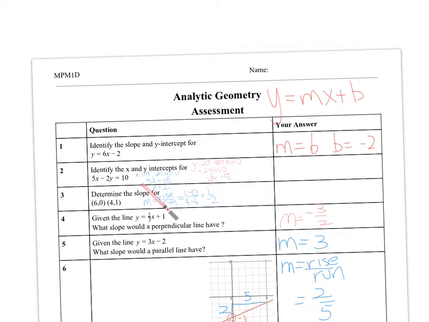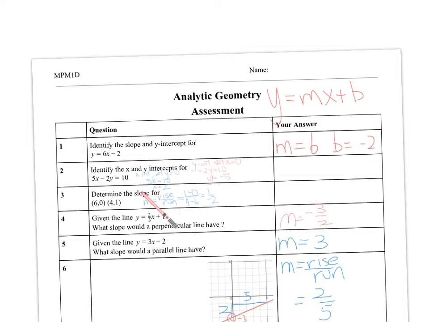The second question says to identify the x and y-intercepts for this particular equation. If you recall, I had mentioned that we could define the y-intercept. We set x equal to 0, and this term here, the 5x, 5 times 0, becomes 0. I end up with just minus 2y equals 10. Divide both sides by the minus 2, and I get y equals negative 5. Similarly, I can find the x-intercept the same way by setting y equal to 0.